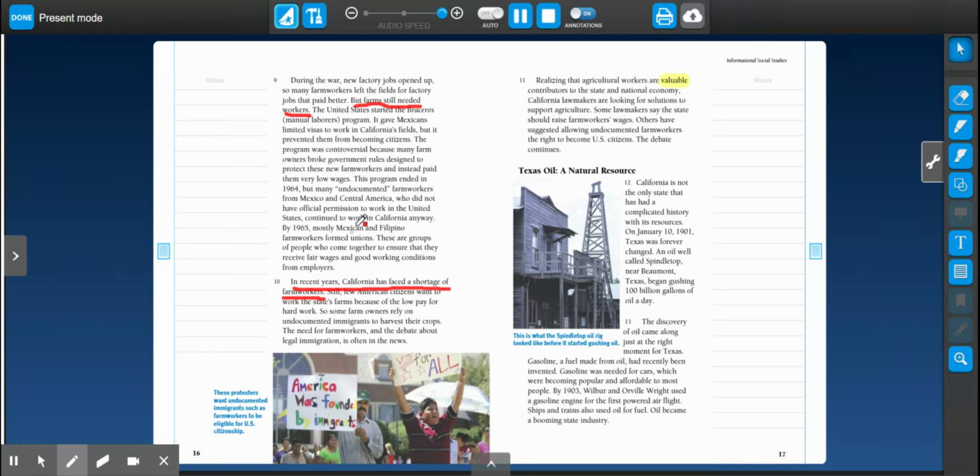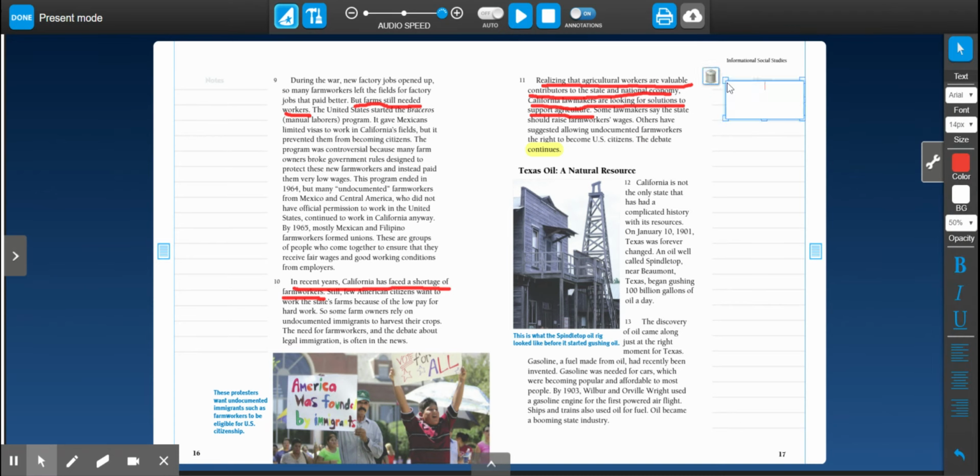Realizing that agricultural workers are valuable contributors to the state and national economy, California lawmakers are looking for solutions to support agriculture. Some lawmakers say the state should raise farm workers' wages. Others have suggested allowing undocumented farm workers the right to become U.S. citizens. The debate continues. All right, now I want to find the main idea for this section.